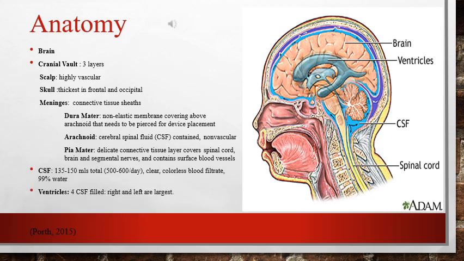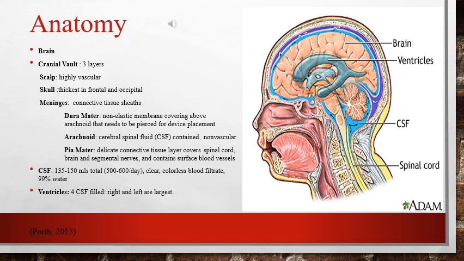On this slide, we're just going to look at basic simple anatomy. So you can tell by the picture that this is of our head. So we have a skull and that will house our brain. Okay. All this is called our cranial vault. And there's 3 layers to our cranial vault.